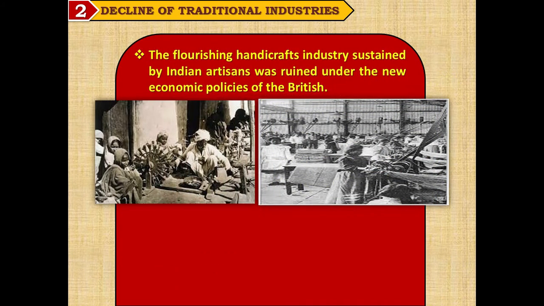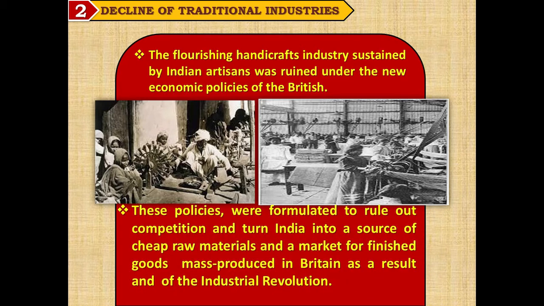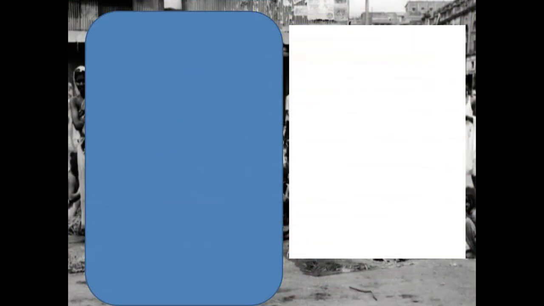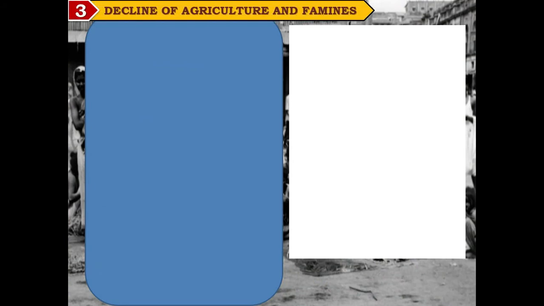The flourishing handicrafts industry sustained by the Indian artisans was ruined under the new economic policies of the British. These policies were formulated to rule out competition and turn India into a source of cheap raw materials and a market for finished goods mass produced in Britain as a result of the Industrial Revolution. Okay, and we go to the next, the third one, the decline of agriculture and famines.